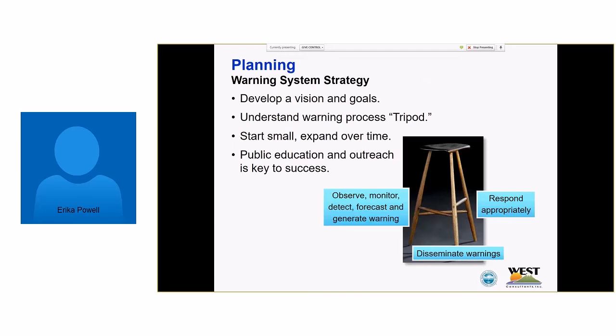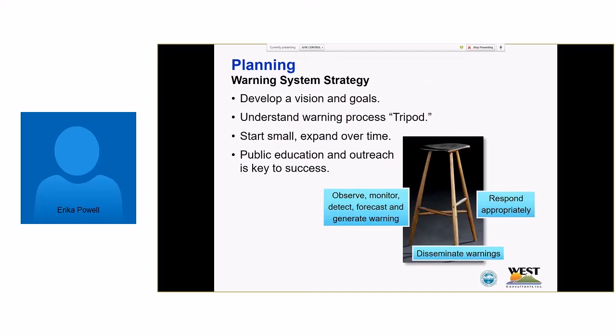To develop a strategy, you need first to develop a vision and goals. What are you doing with this flood warning system? That's going to depend a lot on your situation and what type of flooding and where you're located. Located on a coast, or are you a mountain community?